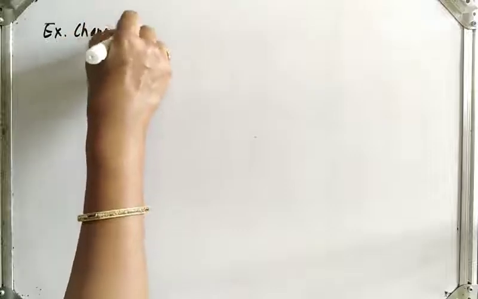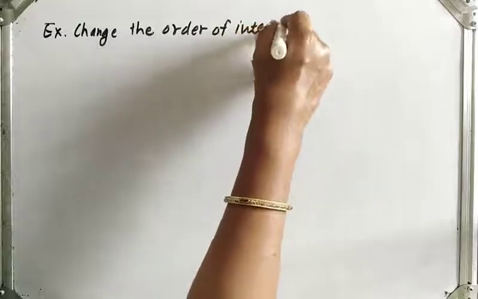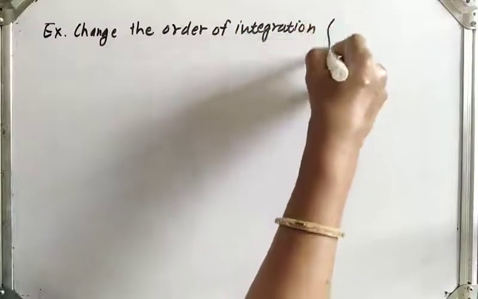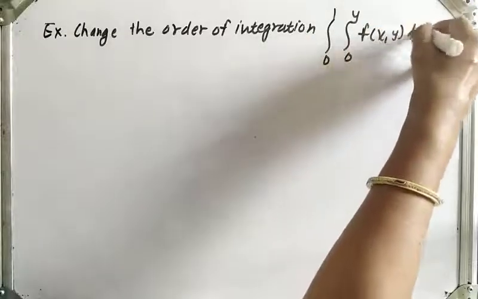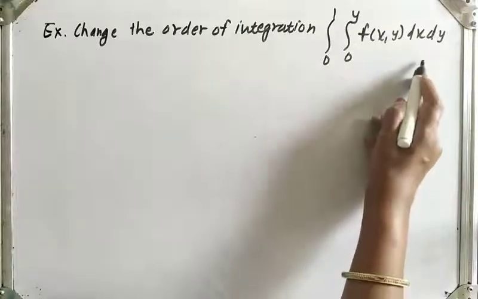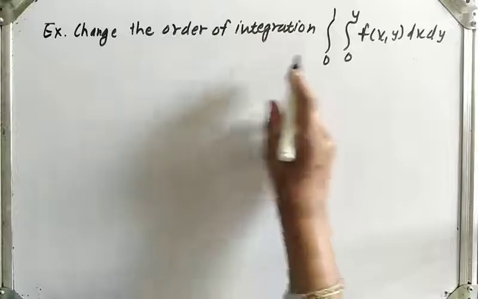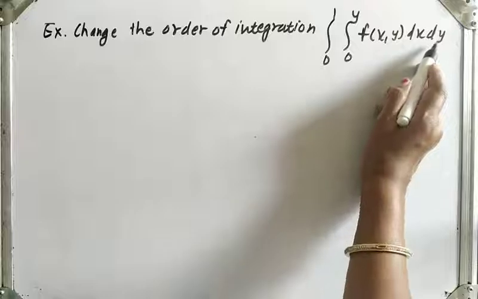Now another type of examples is changing the order of integration of a given integral. So the next example: change the order of integration, integral from 0 to 1, 0 to y, f of xy dx dy. Now we have to change its order. In the given integral, we first integrate with respect to x and then with respect to y.